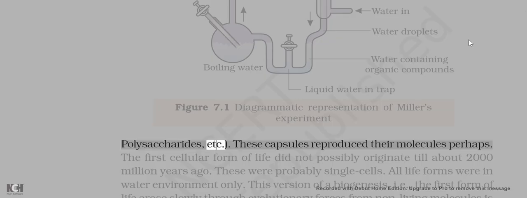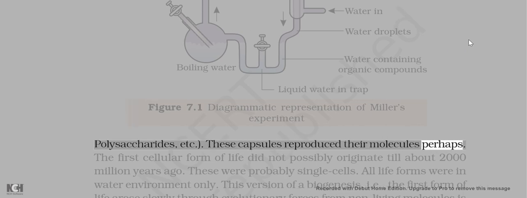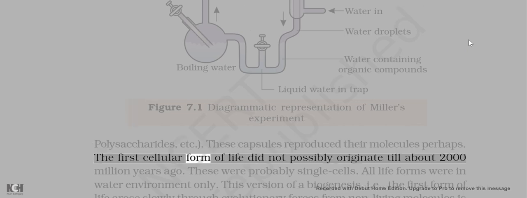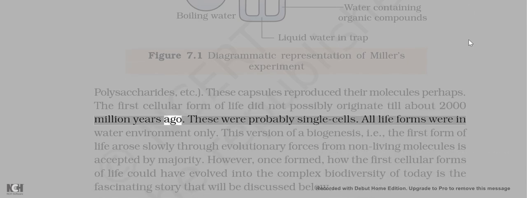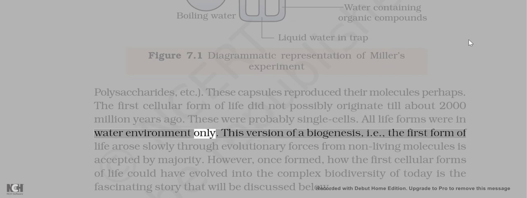Polysaccharides, etc. These capsules reproduced their molecules perhaps. The first cellular form of life did not possibly originate till about 2000 million years ago. These were probably single cells. All life forms were in water environment only.